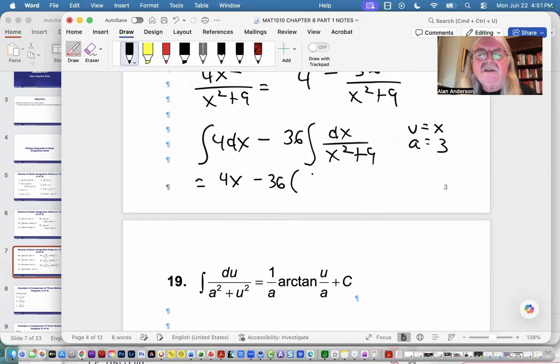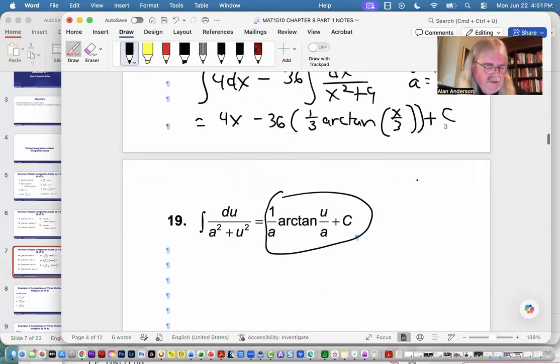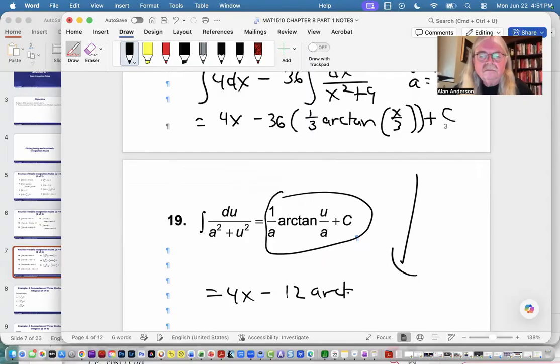So we got minus 36. And based on our formula here, we'll have 1 over A arctan of u over A, which is x over 3, plus c. Okay. So it's 4x minus, now if you multiply this out, and you're done.